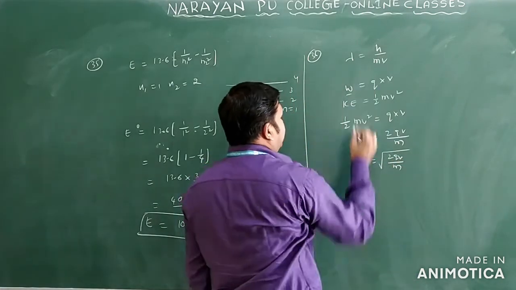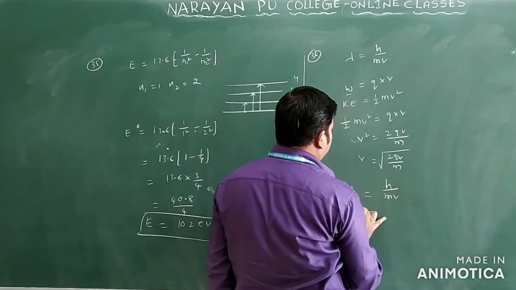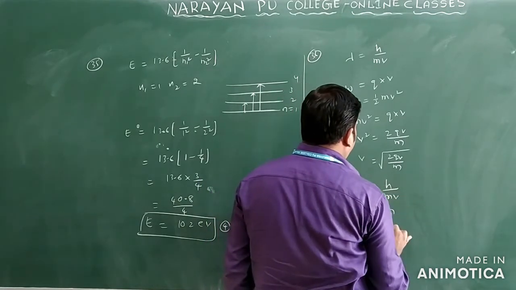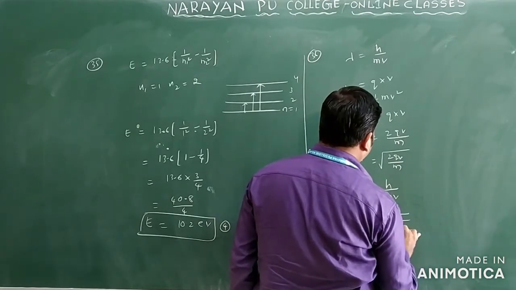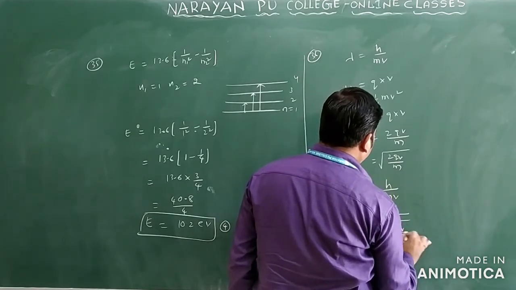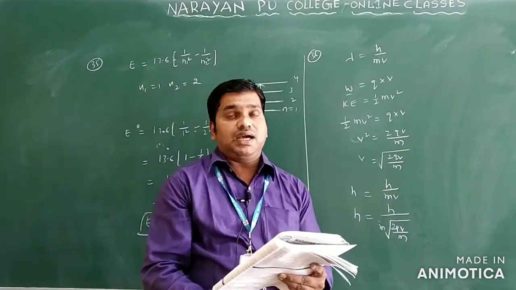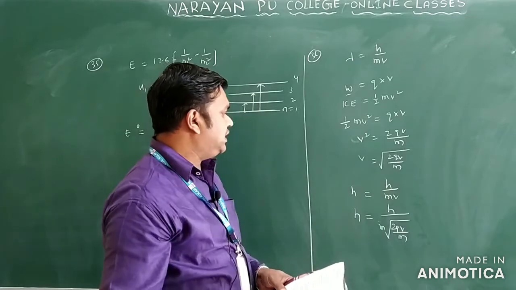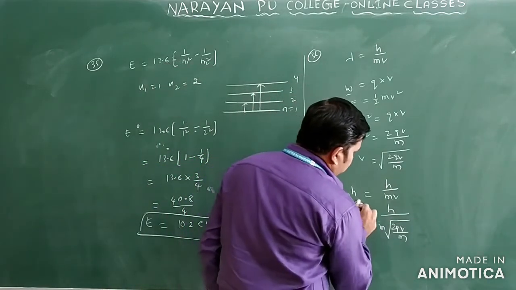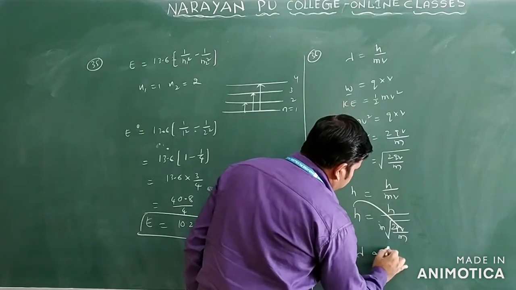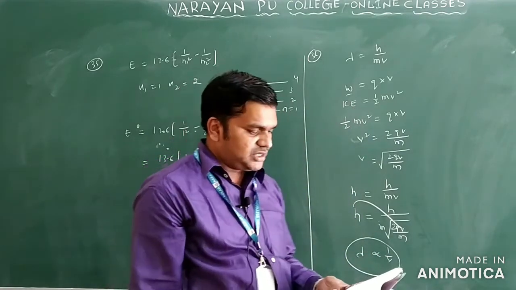But the formula we have is lambda is equal to h by mv only. So lambda is equal to h by m into the square root of 2QV by m. Now they ask what is the relation between wavelength and the accelerating potential difference. Wavelength is inversely proportional to what? Potential difference only.